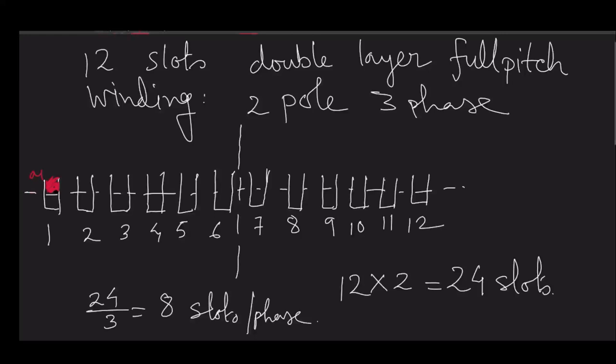So after placing the first one, where should you place the adjacent side of the coil? Now, obviously, if one end is on the upper layer, the other end should be placed at the bottom layer to ensure more mechanical strength. It will become mechanically more rugged. Now, here, 7 minus 1 is how much? 6. And what is your slot angle? That is 30 degrees. So, 6 into 30, that is 180 degrees. So, another end of coil A should be placed here. So you connect them now.